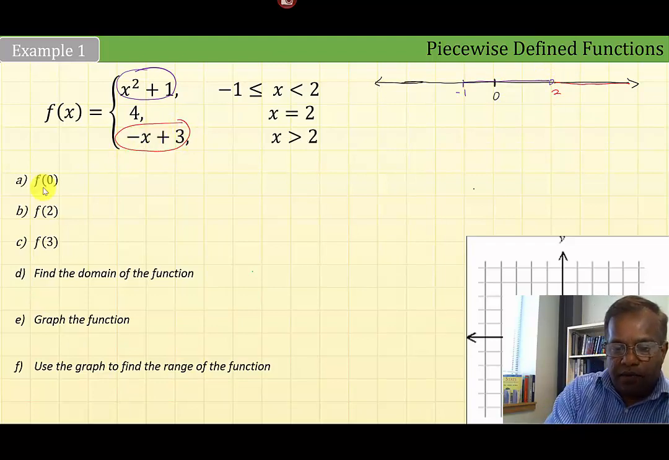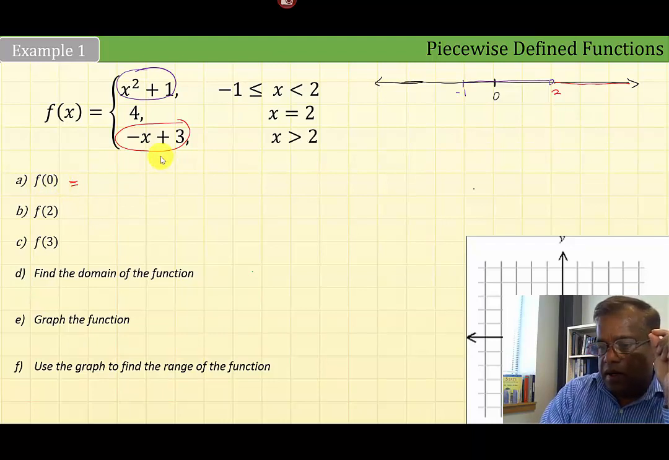Now we want f of 0. We have to find f of 0. 0 means x equal to 0. The x equals 0 belongs to this part or this interval. So therefore we need to use this rule. So we get 0 squared plus 1, which is actually equal to 1.